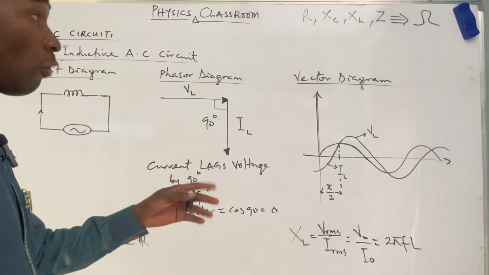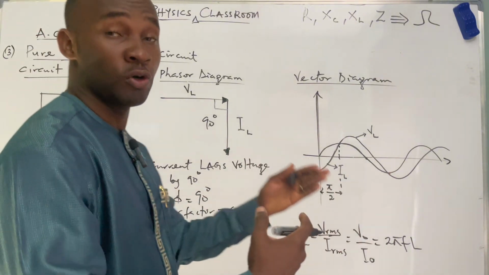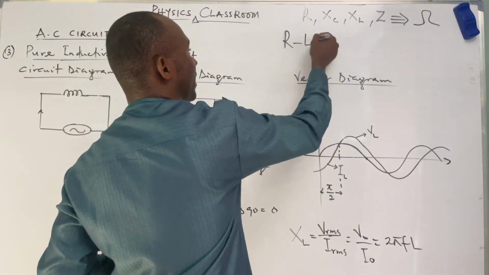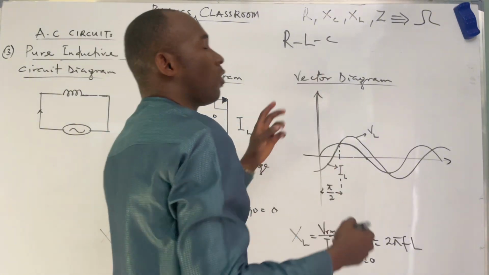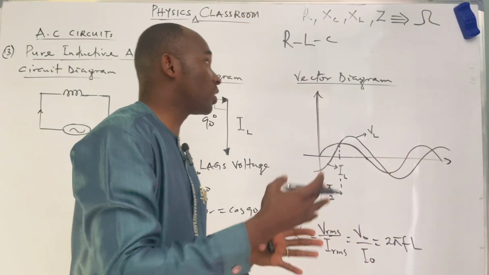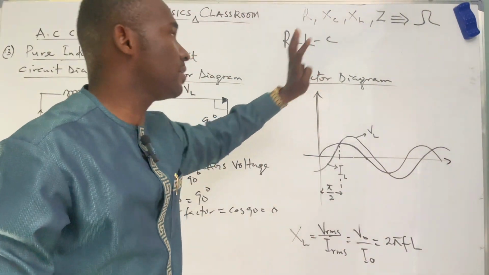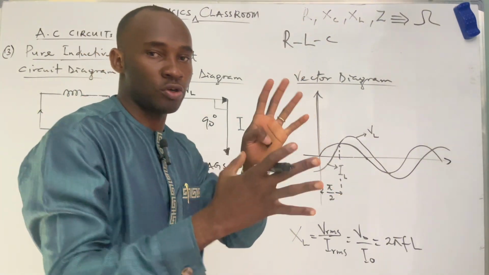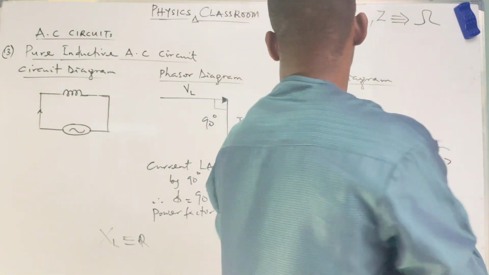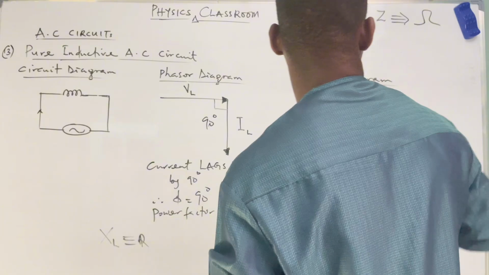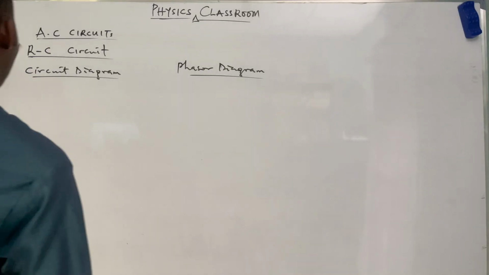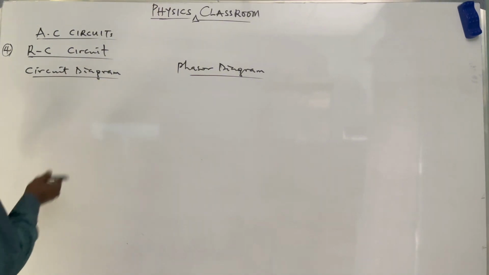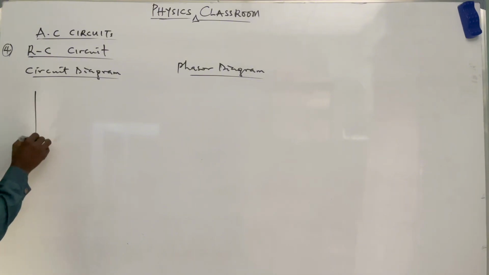Let's move to the fourth one, which entails the combination of just two of the three components, RLC: resistor, inductor, capacitor. Here we are going to be combining RC, that will give us 1, then RL, 2, then LC. We just combine them in 2s. So we pick RC for the fourth one. Now, the fourth circuit, which is RC circuit, the circuit diagram will be like this.